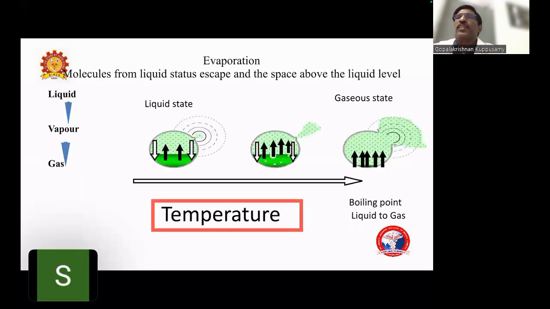Evaporation. Evaporation is a state where molecules from the liquid state escape to the space above the liquid level. When the temperature goes on increasing, more molecules enter the gaseous phase, while fewer molecules return back to the liquid state. When the temperature reaches the boiling point, all the molecules enter the space above the liquid. So the state is called gas.